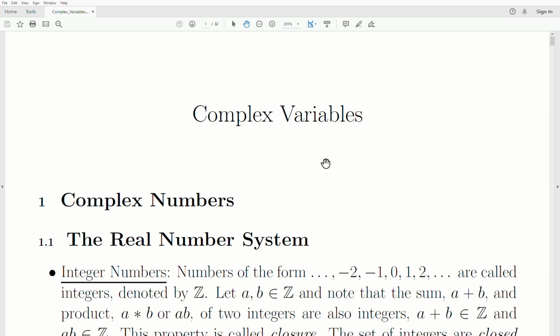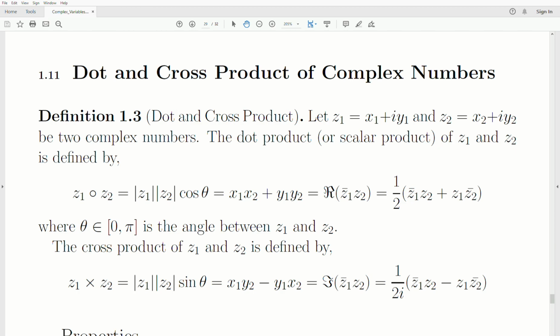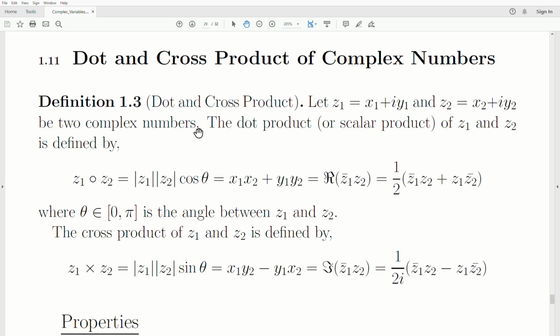Hello, this is the next video in a playlist that I'm calling Complex Variables, where we're going to do a detailed playlist of complex analysis. But first we're covering complex numbers, and today's topic is the dot product and cross product of complex numbers. So first let's look at the definition.